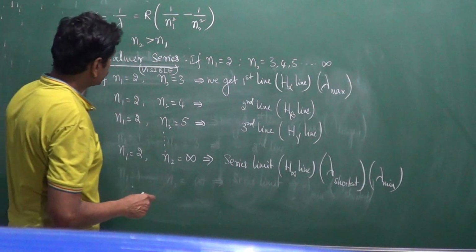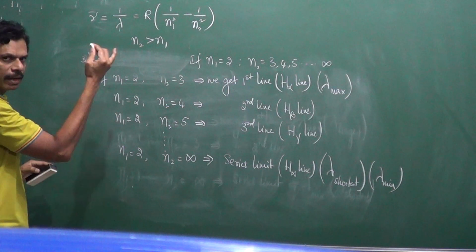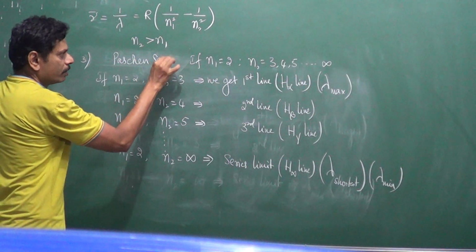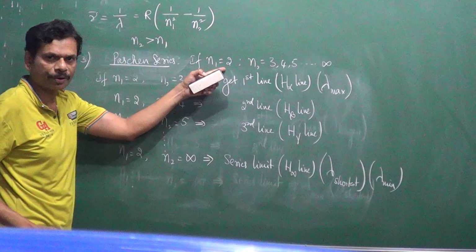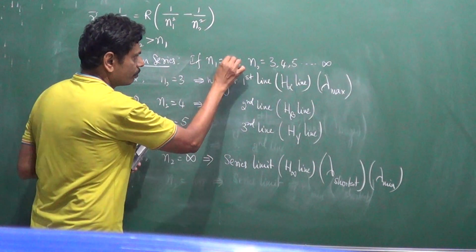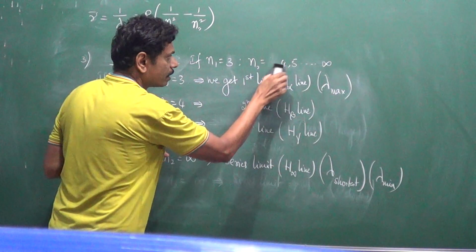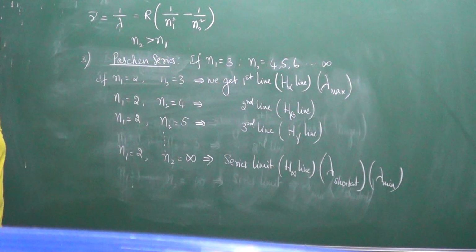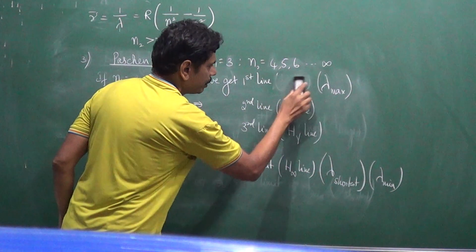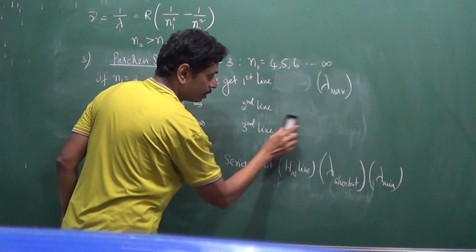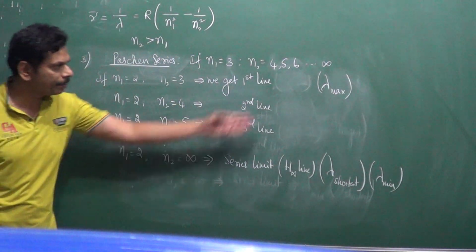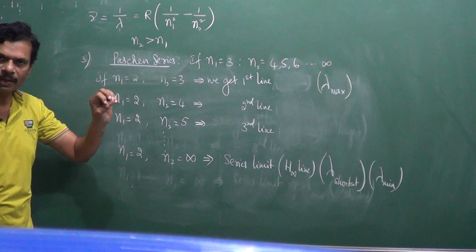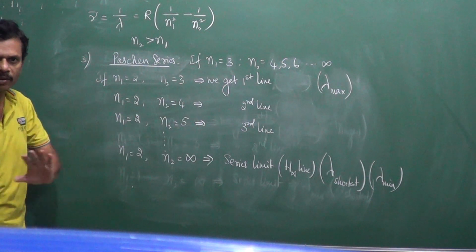The third series is taken as the third one. I already said, Lyman, Balmer, and this is the Paschen series. For the Paschen series, the condition is N1 is equal to 3, and N2 is equal to higher order numbers 4, 5, 6, etc., up to infinity. Here we do not call the lines H alpha, H beta. H alpha, H beta, H gamma are names used only for the Balmer lines, not for any other series.